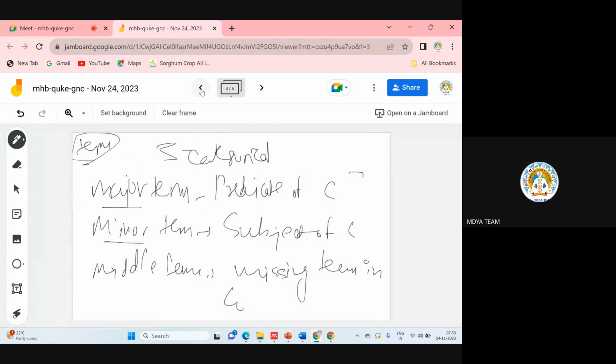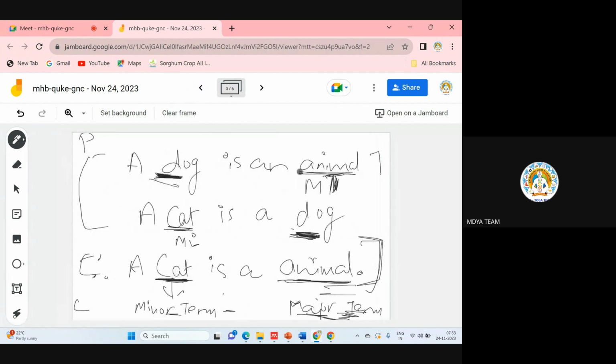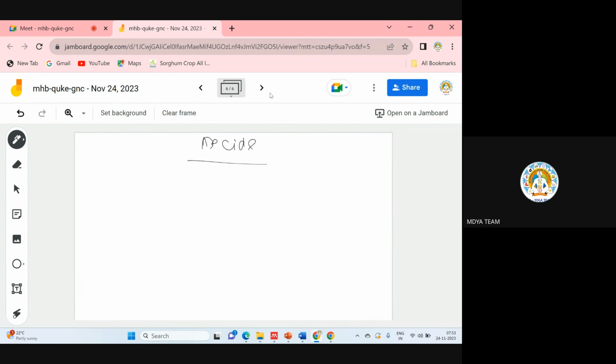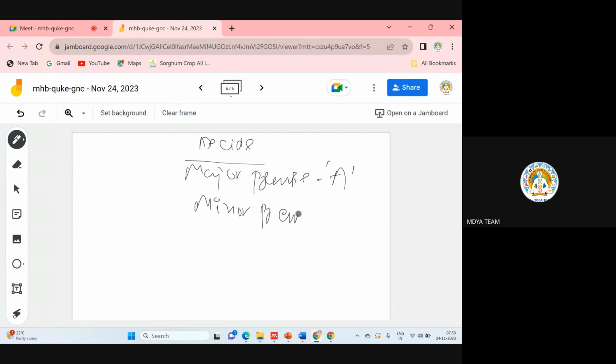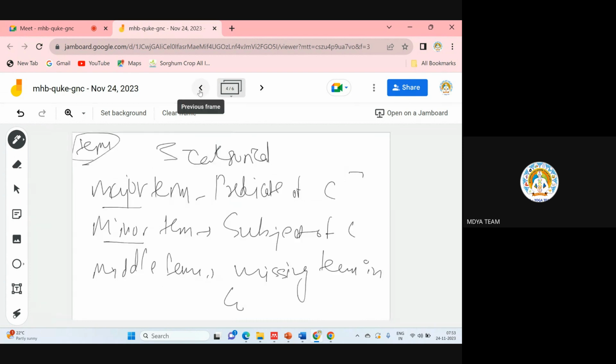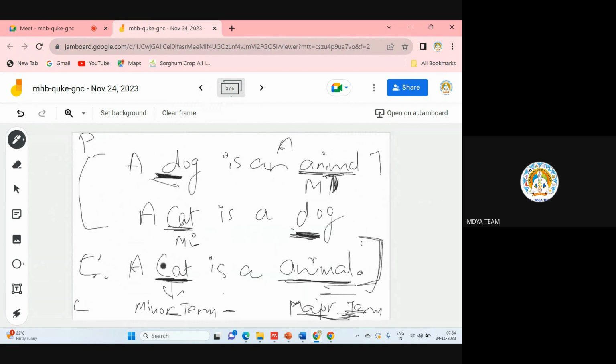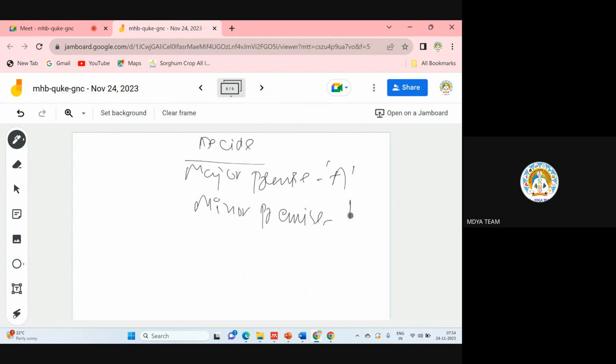So, for example, which type of statement is this? A dog is an animal. A, E, I, or O? A, sir. Universal. This is an A type statement. So, which premise is that? This is the major premise. So your major premise is an A type statement. Now, minor premise. Again, you have to write premise-wise. Minor premise means this premise. Which type of statement is it? It is also A type, sir. Yeah, it is also A type.